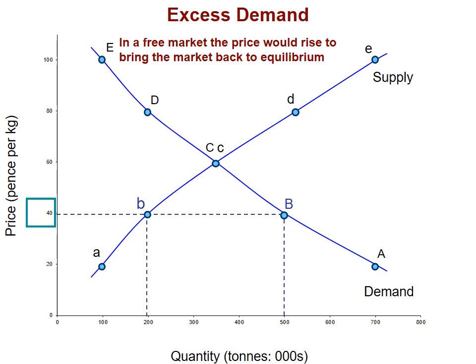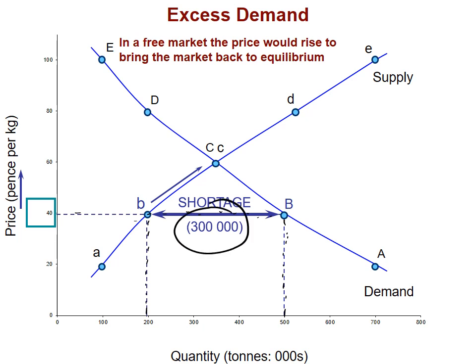If on the other hand we are below the equilibrium point, there will be a shortage in the market. Here at 40 pence per kg, demand is way above supply. Demand is around 500,000 tons. Suppliers only want to supply around 200,000 tons. So there's a shortage of about 300,000 tons. This shortage will force the market price to rise.